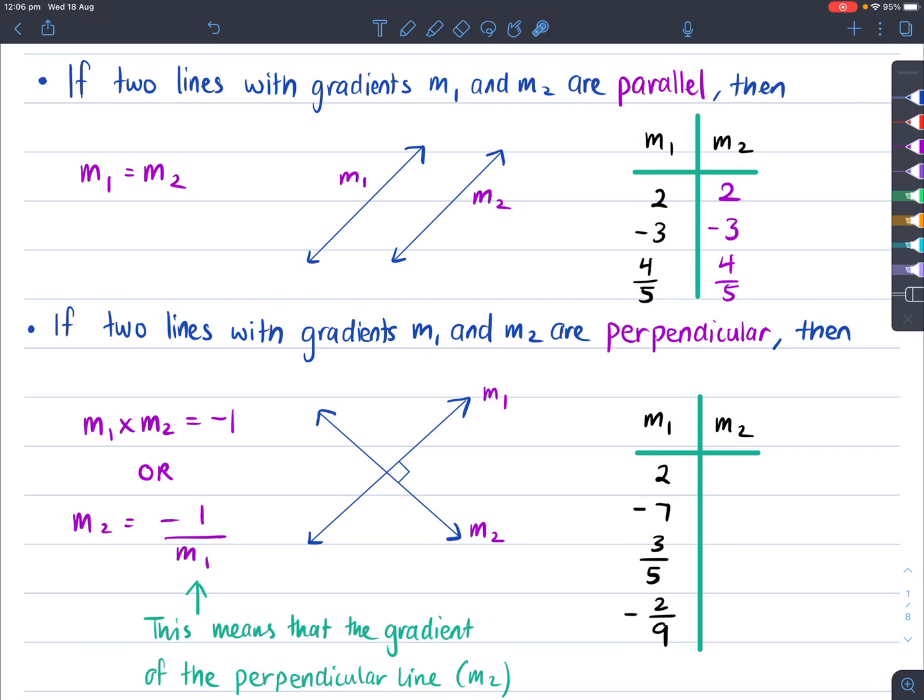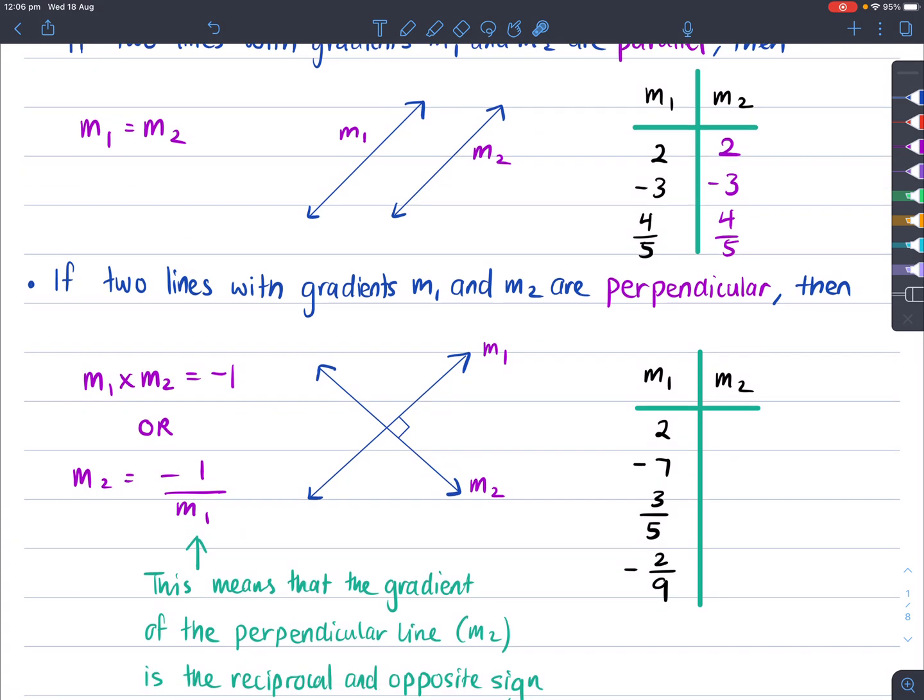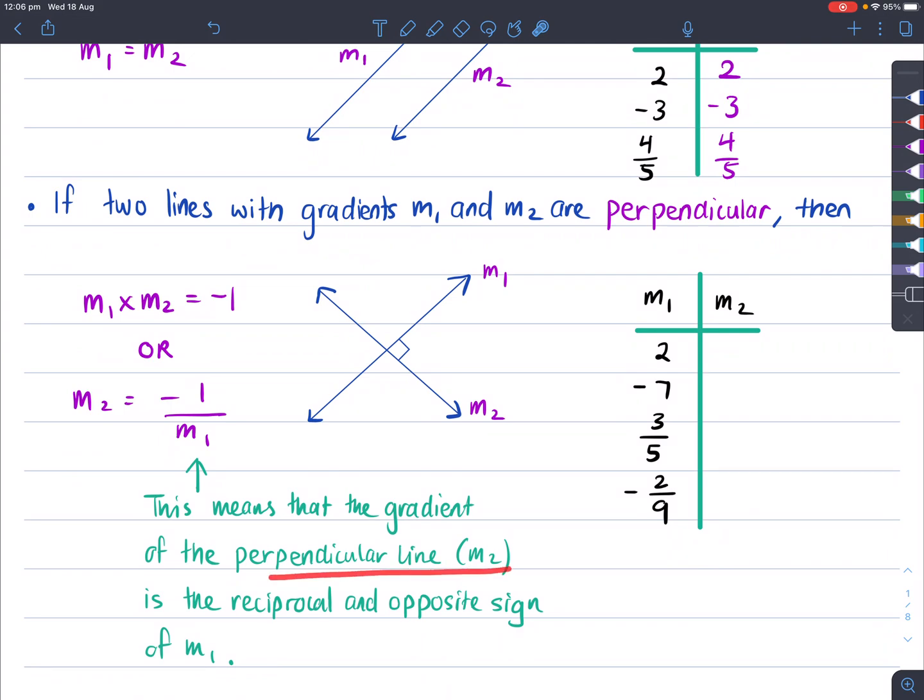Now let's have a look at what happens if two lines with gradients m1 and m2 are perpendicular. What this means is that the two lines meet at 90 degrees. So the word we use to define two lines that are 90 degrees to each other is perpendicular. Now, whatever the gradients are, they have to multiply to give you negative 1. Or m2, which is the other gradient, would be negative 1 over m1. So this means that the gradient of the perpendicular line is the reciprocal and opposite sign of m1.